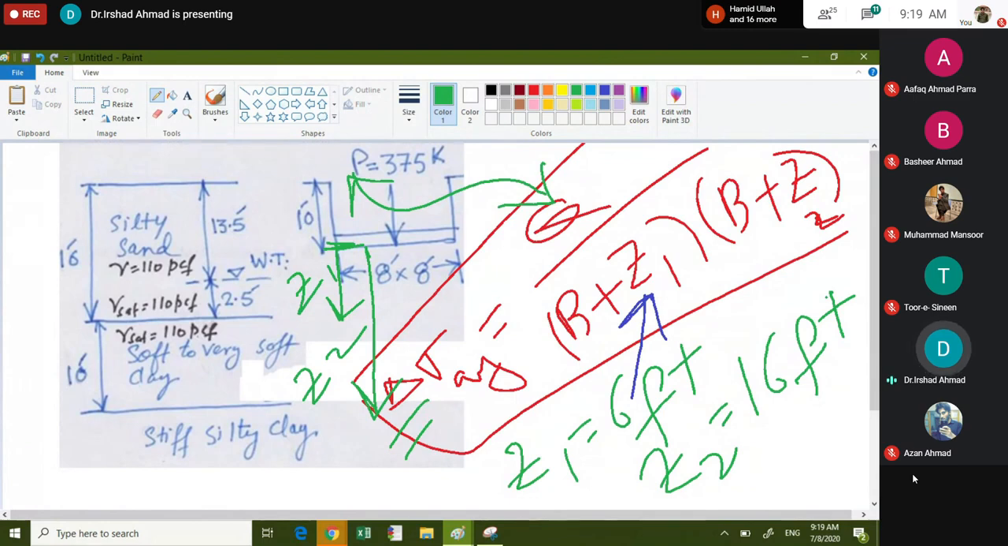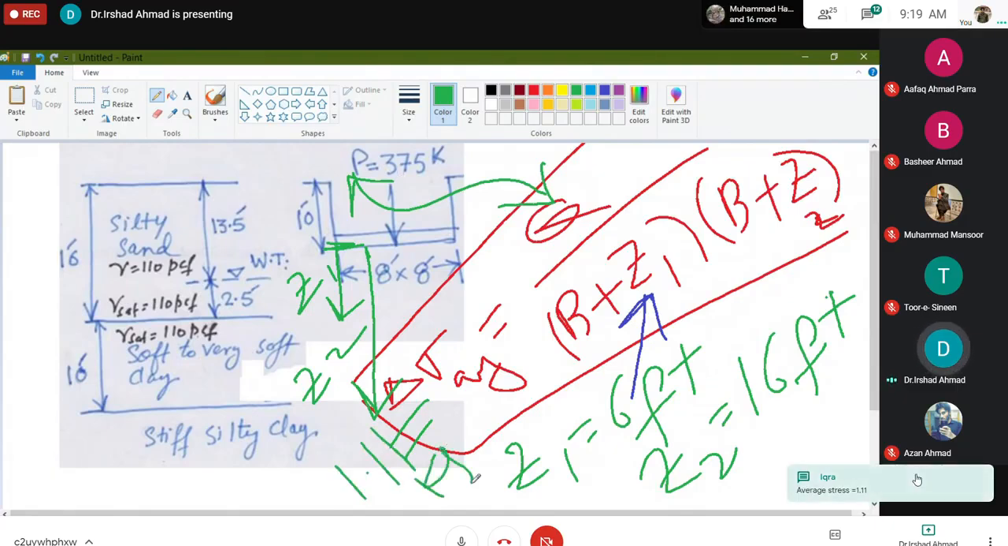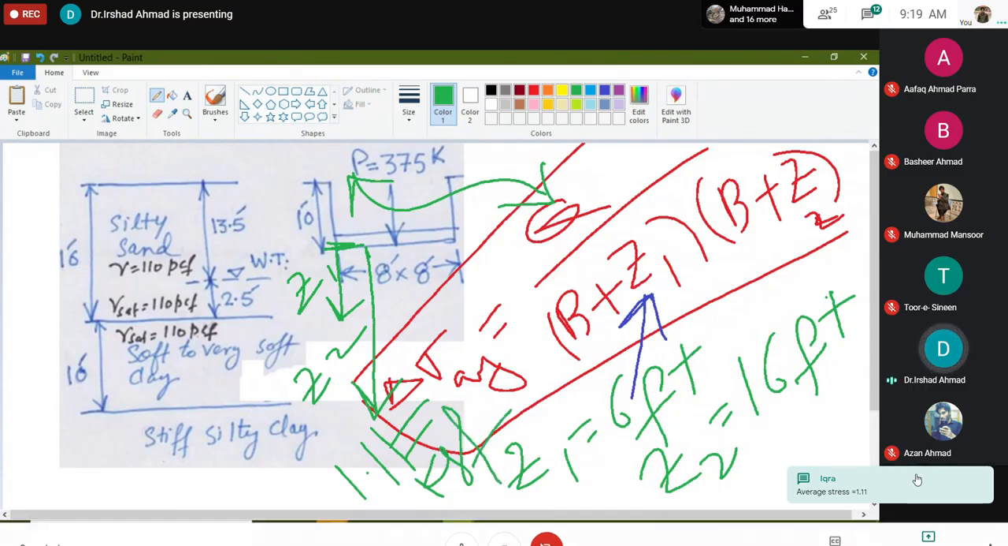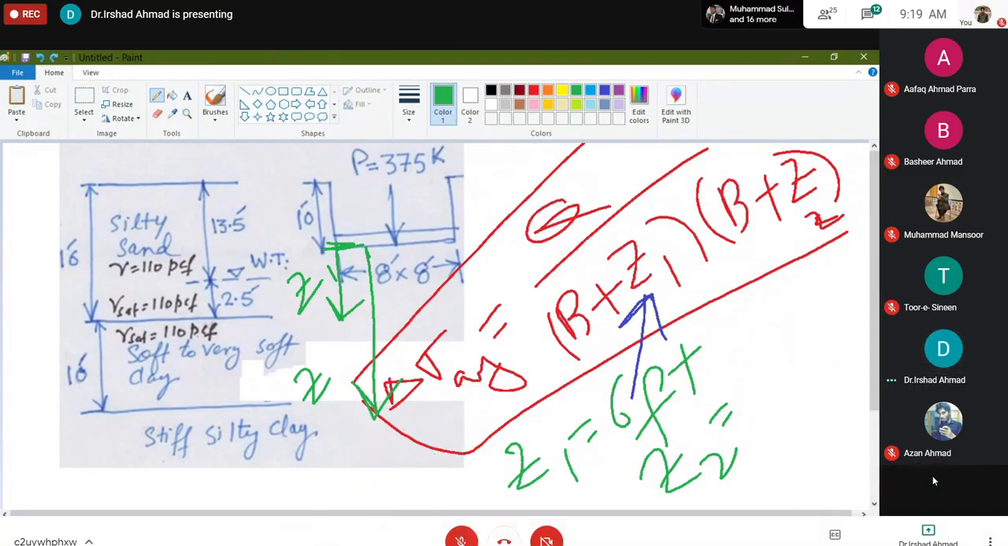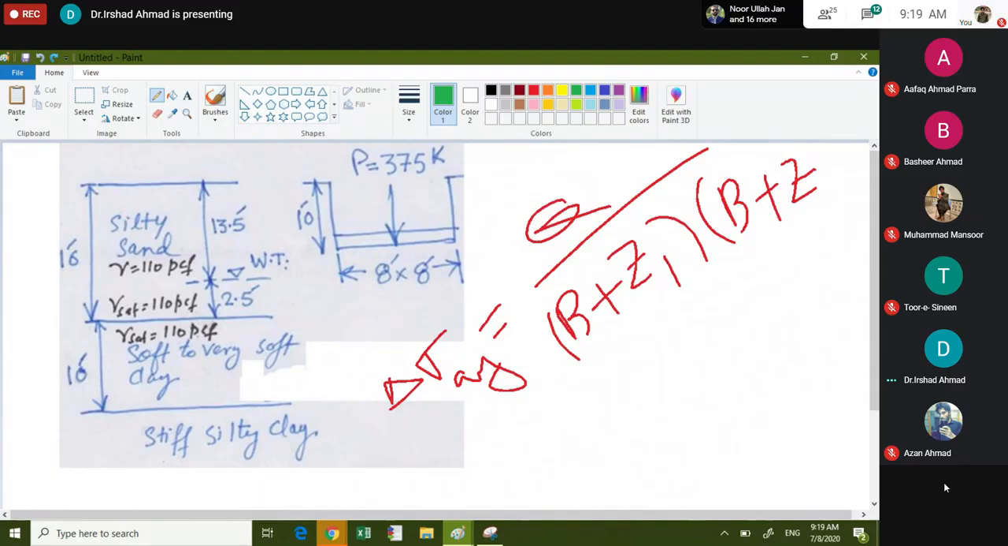I wonder if you can hear me. Can you hear me? Hello? Yes, ma'am. तो आप बताएं ना क्या आंसर आ रहा है. तो बताओ ना बेटा, 1.11 ksf, बताएं यूनिट जरूर बताएं ksf, ठीक है ना. Now that is the average stress increase in the layer.